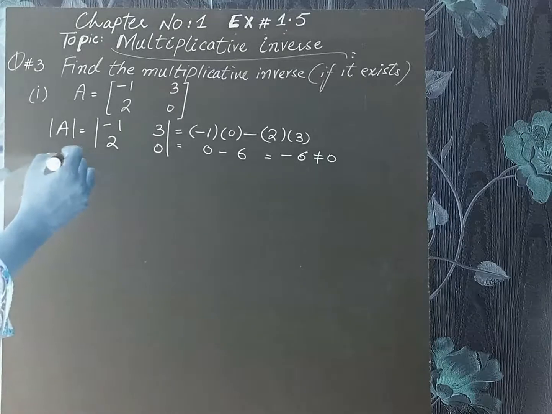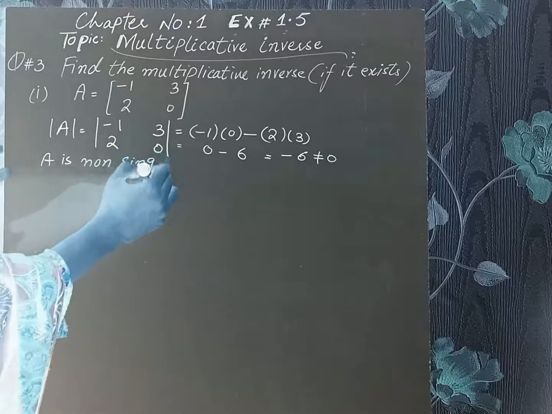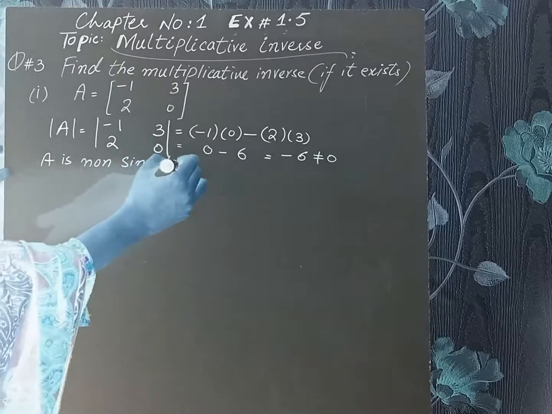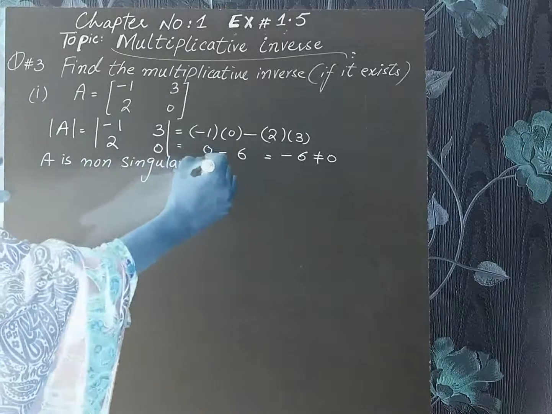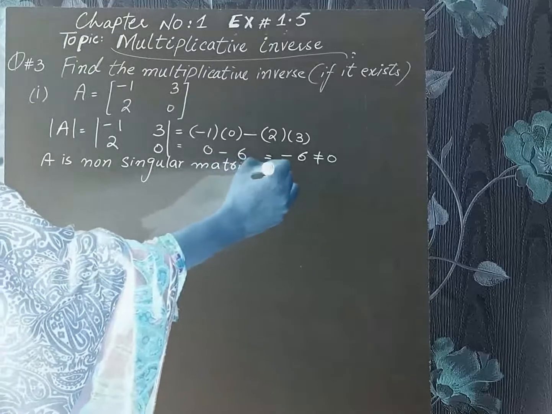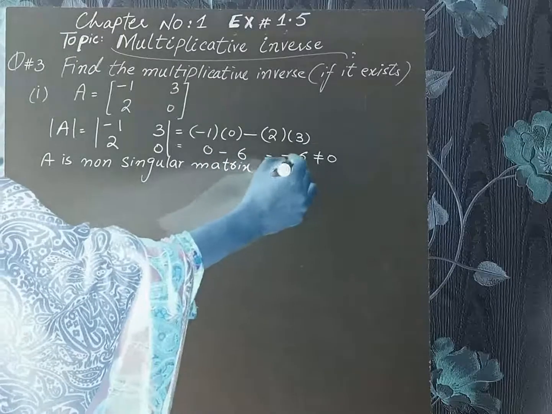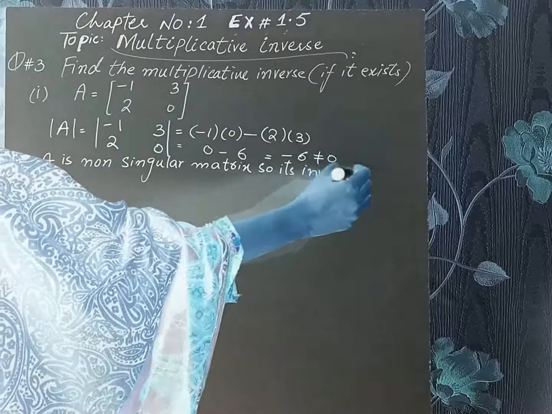A is non-singular. And if the matrix is non-singular, then we can find its multiplicative inverse. Is non-singular matrix. So its inverse exists.